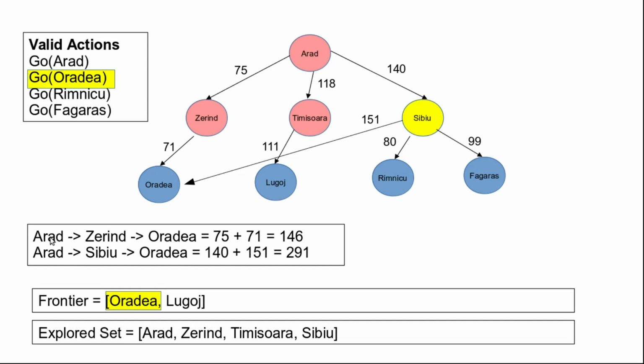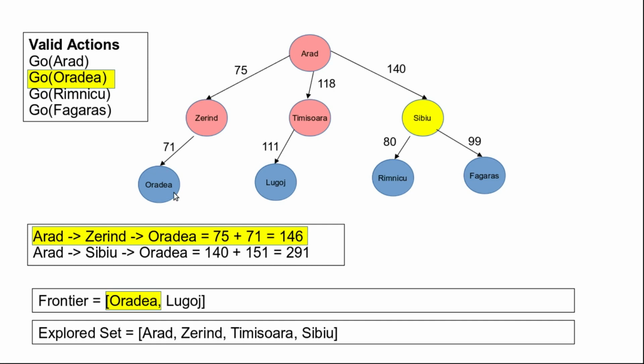Since the original path has a lower path cost, we will keep the original path and we will not consider the new path. So this is the path with the lowest cost, and it will be preserved, whereas the new path will be ignored. So this new path has been ignored.